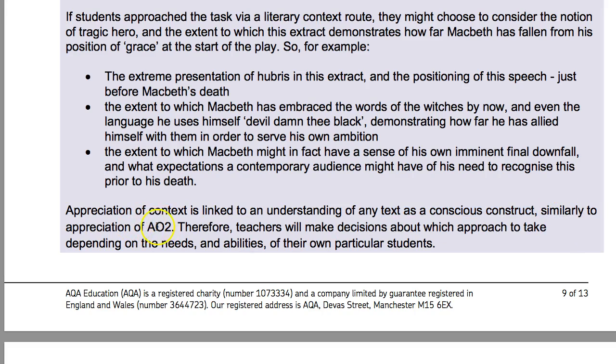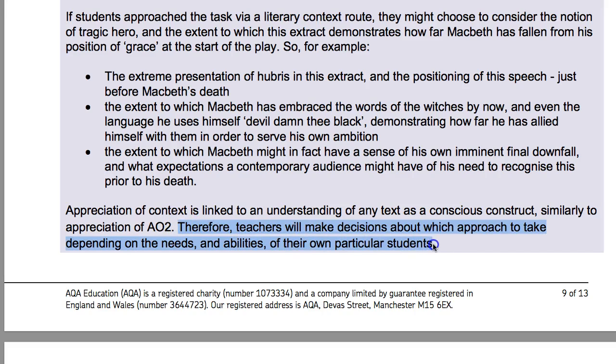Similarly to appreciation of AO2. So that's where the examiner is spelling out that by writing about context in AO3, you are also appreciating the language of AO2. Therefore, teachers will make decisions about which approach to take, depending on the needs and abilities of their own particular students. I reject that completely.